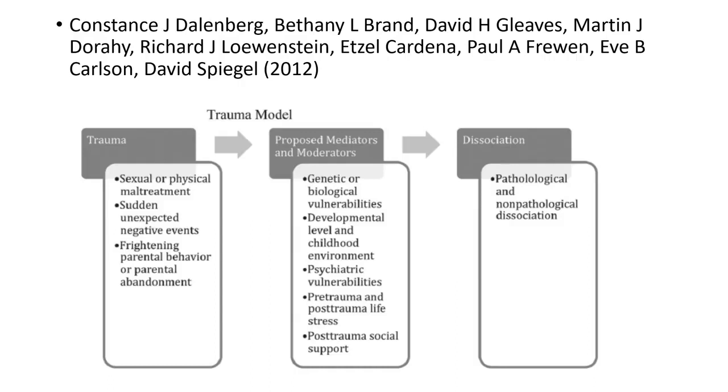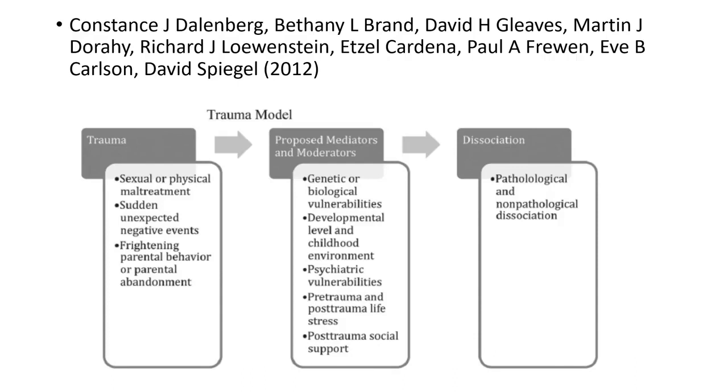So trauma on the left can include sexual, physical, unexpected negative events, and frightening parental behavior or parental abandonment. Then let's go to the output here, which is dissociation, which they think is caused by trauma, basically. And that's pathological and non-pathological dissociation. So that means gaps in memories, blockage of memory, depersonalization feelings, being highly absorbed in new materials and so on, that kind of thing.